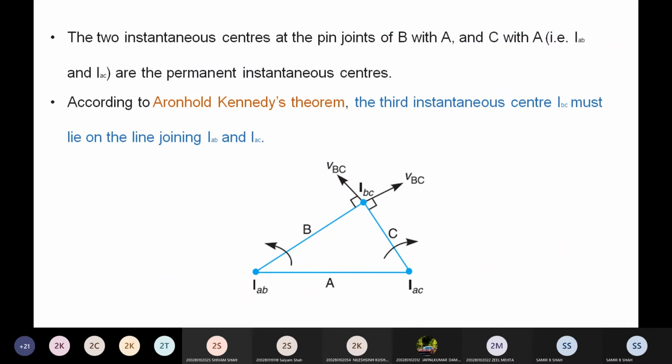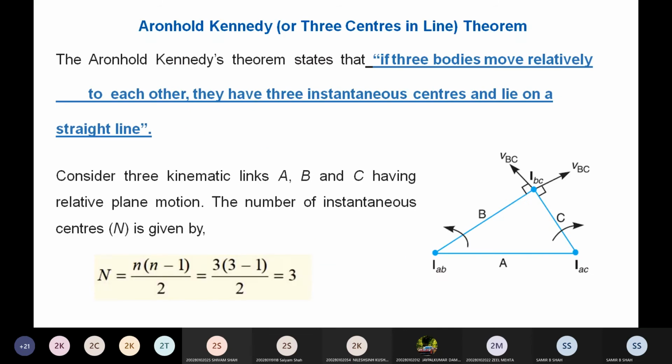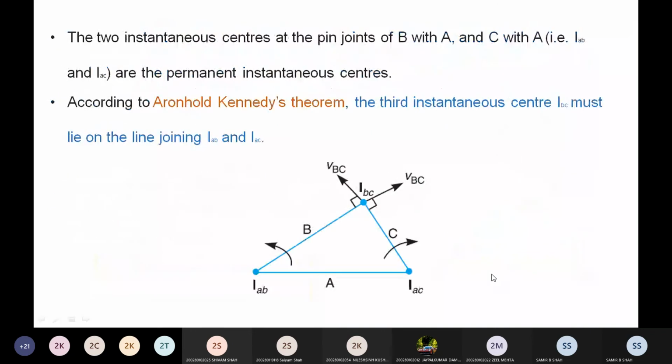The two I centers at the pin joints of B with A and C with A, that is IAB and IAC, are the permanent I centers. We know that it is not the fixed link, so definitely these two centers are known as permanent I centers. Now, as per Kennedy's theorem, the third center must lie on the line through IAB and IAC, which we prove now.